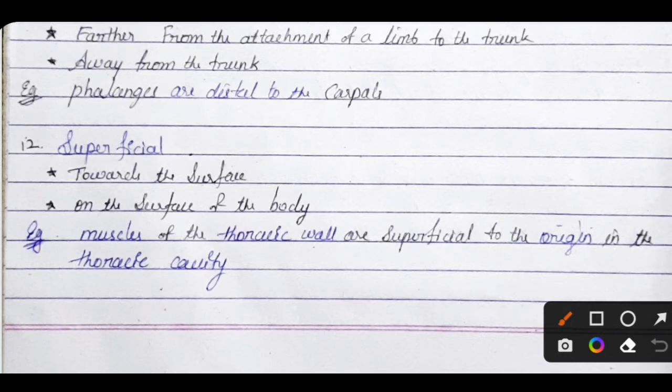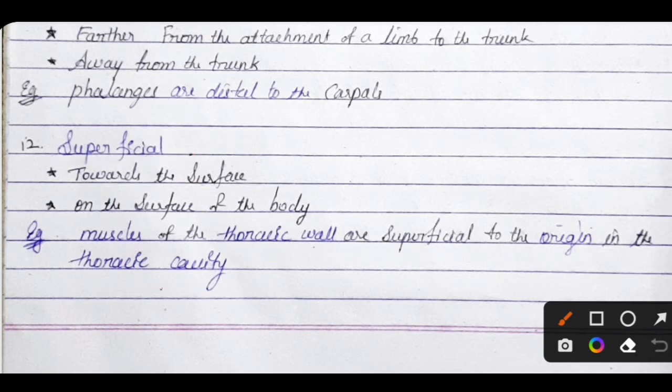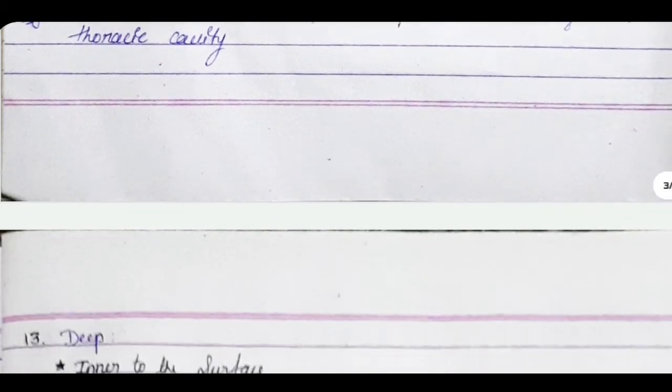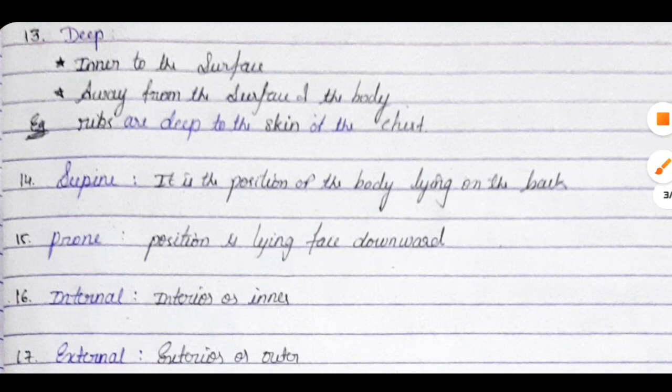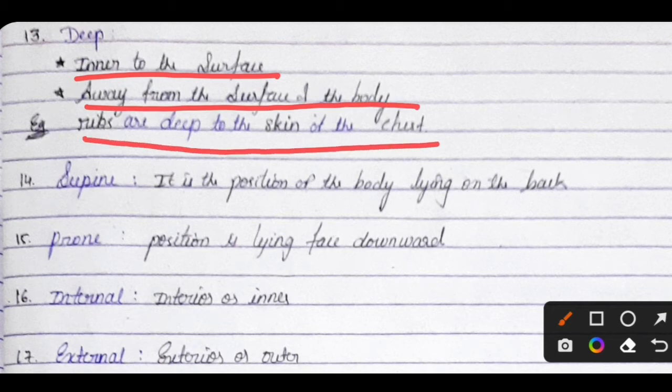Next, 12th one is superficial, which means towards the surface or else on the surface of the body. For example, muscles of the thoracic wall are superficial to the organs in the thoracic cavity. Next one is 13th one, that is deep, which means inner to the surface or away from the surface of the body. For example, ribs are deep to the skin of the chest.